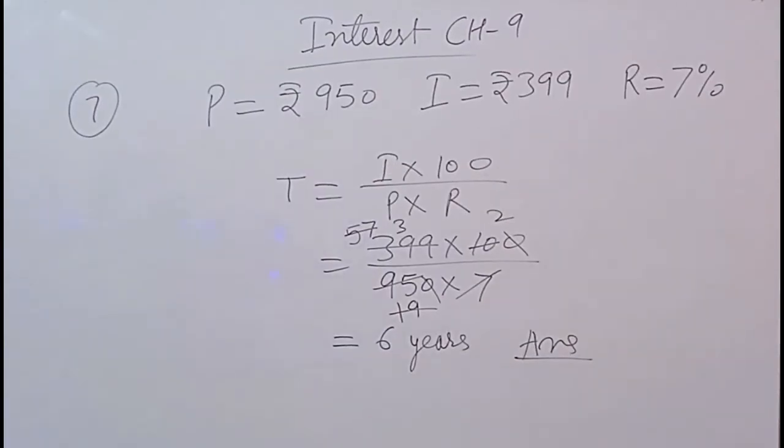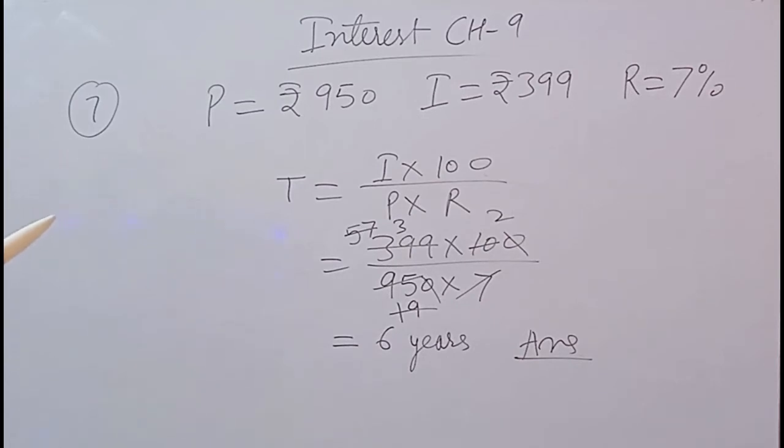Children, I am taking question number 7, first part. What is given: in how many years will rupees 950 produce rupees 399 as simple interest at 7% rate of interest? So first, whatever is given, write down P equal to rupees 950, I equal to rupees 399, and rate of interest R equal to 7%. And we have to find the time period, that is T.